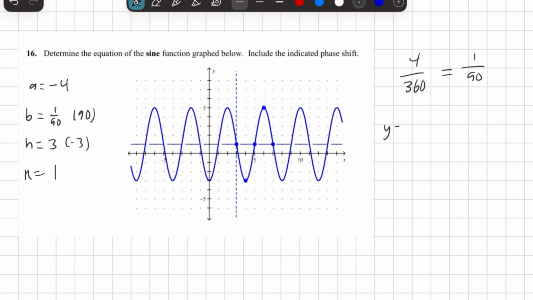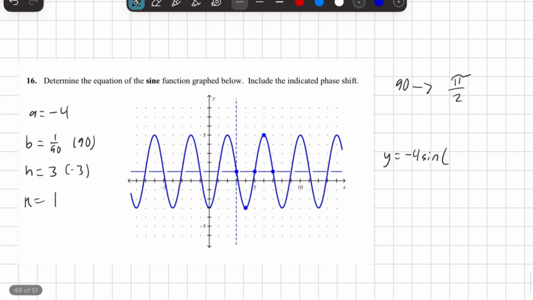So now let's just fill everything in. Y equals -4 sine, remember to put your sine or cosine. Okay, and then sine of 90, oh, sorry. I literally just said we're doing this one in radians, I did in degrees. So to get your radians, you know that 90 degrees is pi over 2. And you can also just do that by doing 90 times pi over 180.